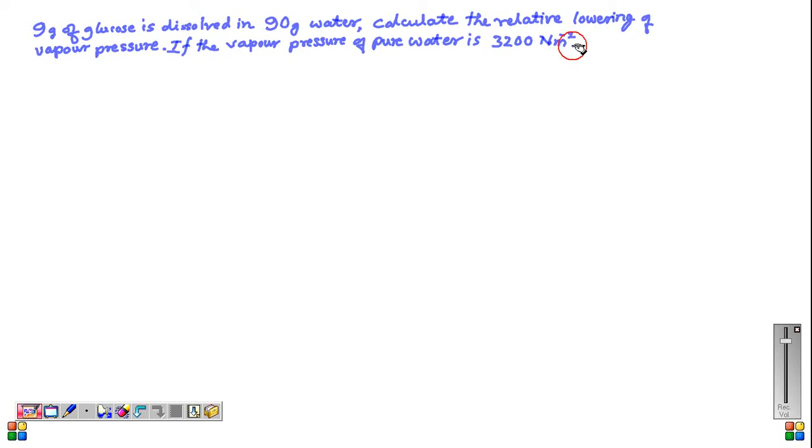Calculate the vapor pressure of the solution. Here again we are making use of Raoult's law. The relative lowering of vapor pressure from Raoult's law.